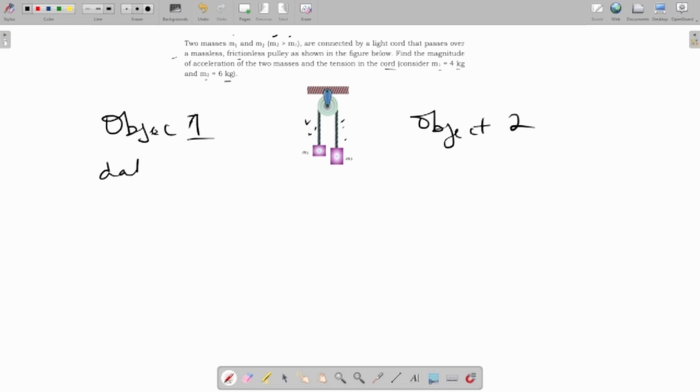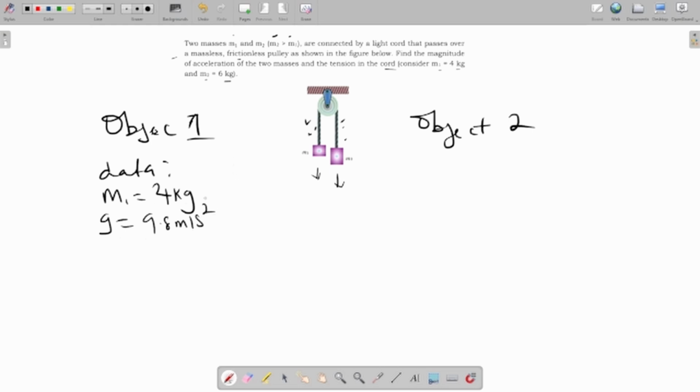So this is for object 1, and here we have our data. Our mass 1 is equal to 4 kg, and then we are also going to use our g, okay, because gravity is involved, it's pulling both masses downwards, so we have to include our g. Our g we can use 9.8 meters per second squared. And what next do we have here? Okay, for object 1, that's all we've got here.